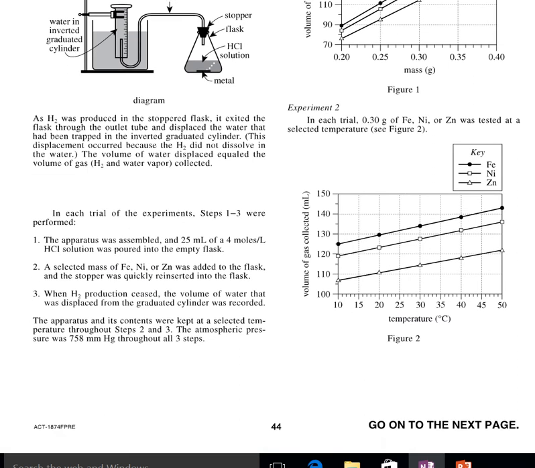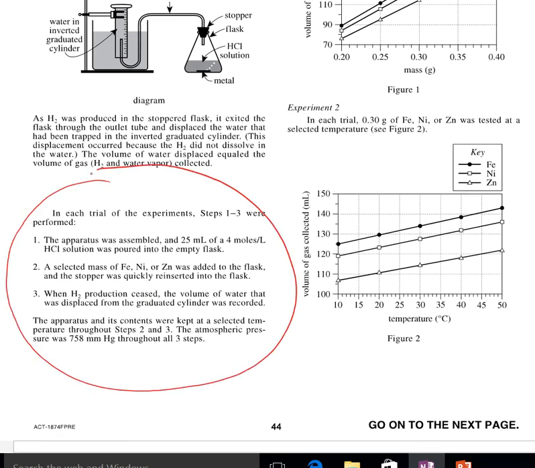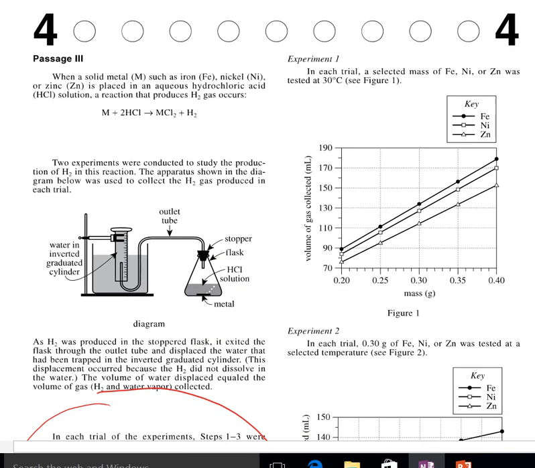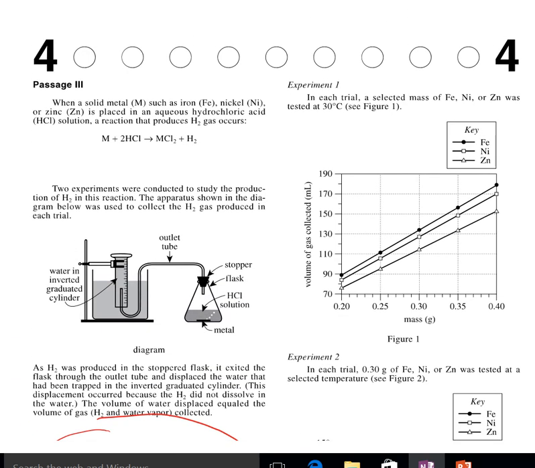There are some procedures down here that you can read. Really, you only need to know a little bit for one of the questions, so I'm going to skip those procedures for just a little bit, and we're going to look at these two charts. So this is experiment number 1, this is experiment number 2. In experiment number 1, the temperature is the same every single time. So the temperature is 30 degrees Celsius.